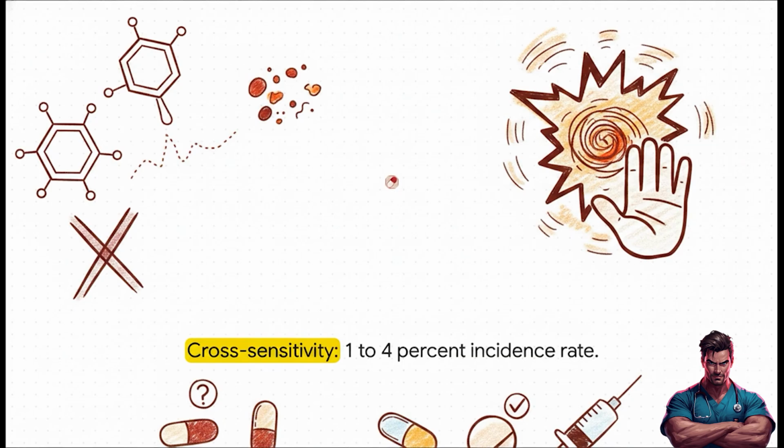Now, major safety alert here. Because their chemical structures are practically identical, there is a 1 to 4% incidence of cross-sensitivity between penicillins and cephalosporins. So the crucial takeaway is this. If a patient has a history of just a mild rash with penicillin, they might just need close monitoring. But if they have a life-threatening anaphylactic allergy to penicillin, absolutely no way. They should not receive cephalosporins.